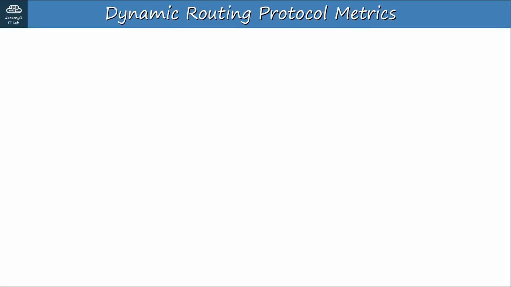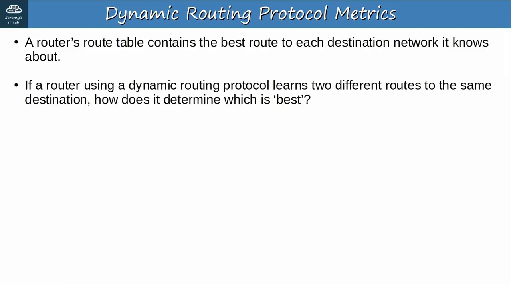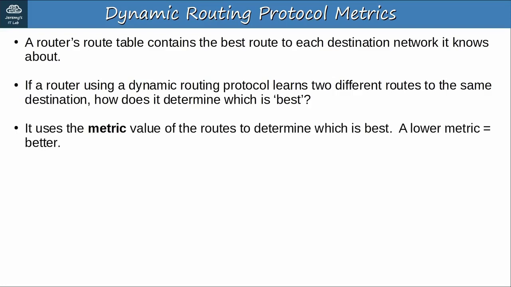Now let's talk about those metrics that I mentioned a few times. A router's route table contains the best route to each destination network it knows about. If a router using a dynamic routing protocol learns two different routes to the same destination, how does it determine which is best? As I briefly mentioned before, it uses the metric value of the routes to determine which is best. A lower metric is considered better.